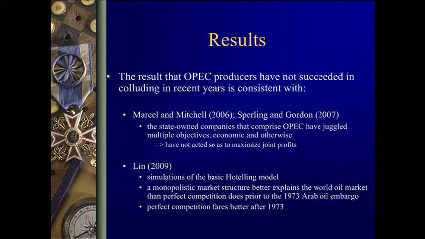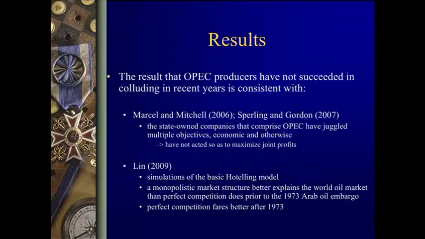And then the result that the OPEC producers have not succeeded, including in recent years, is consistent with work by Marcel and Mitchell in 2006 and by Sperling and Gordon in 2007, who mentioned that the state-owned companies that comprise OPEC have juggled multiple objectives, economic and otherwise, and therefore have not acted so as to maximize joint profits.